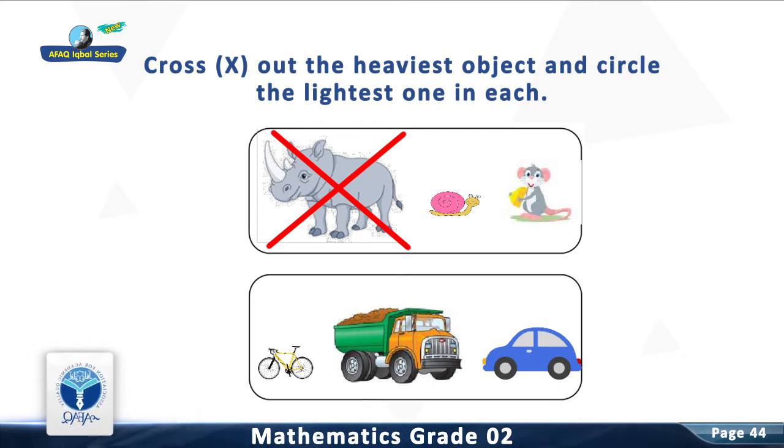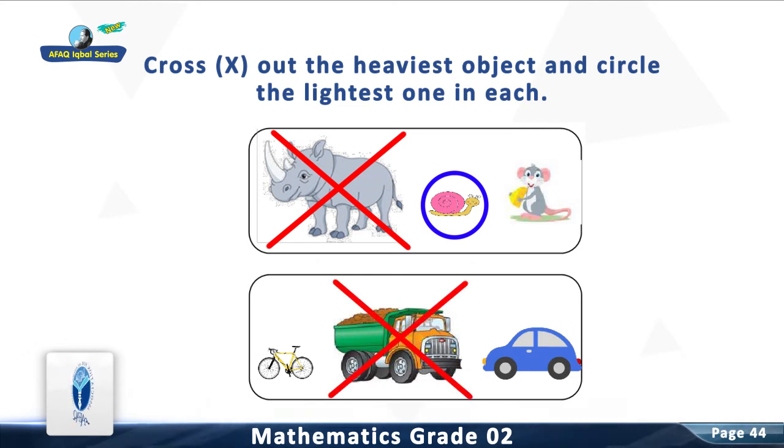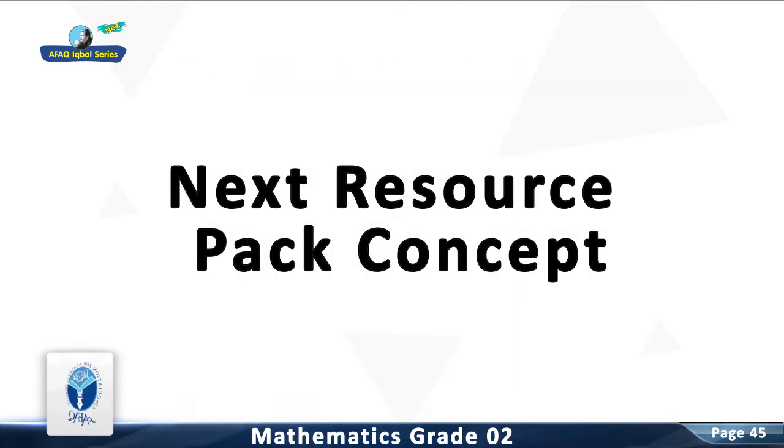And the snail is the lightest. Circle it. Good. Now move to the next picture. The truck is the heaviest. Crossed out it. And the cycle is the lightest. Circle it. Good. Now we move to the next resource pack concept.